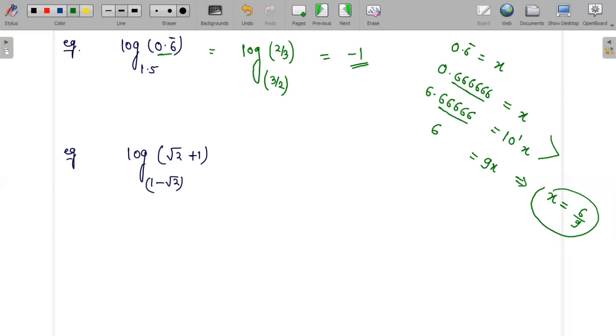Now let's discuss the third one, in which we have root 2 plus 1 as a number and 1 minus root 2 as a base. But there is a problem with its base. It is negative. So if it is negative, then instead of answering this question, you should write it as not defined, because for that specific selection of values, your log will not be defined.